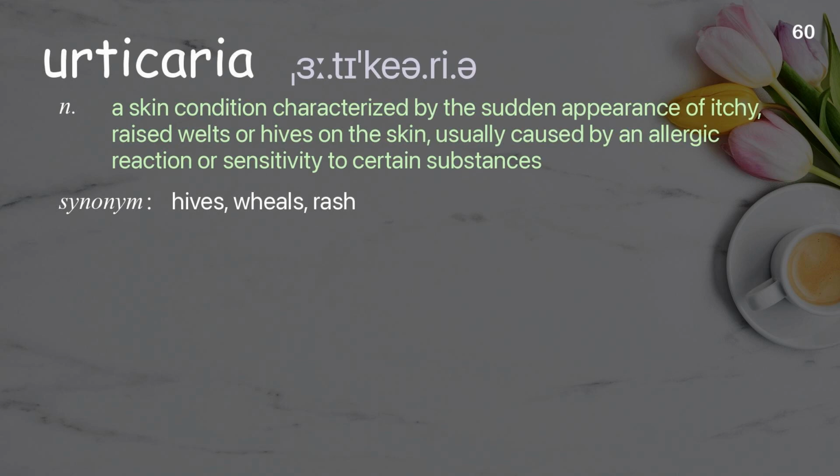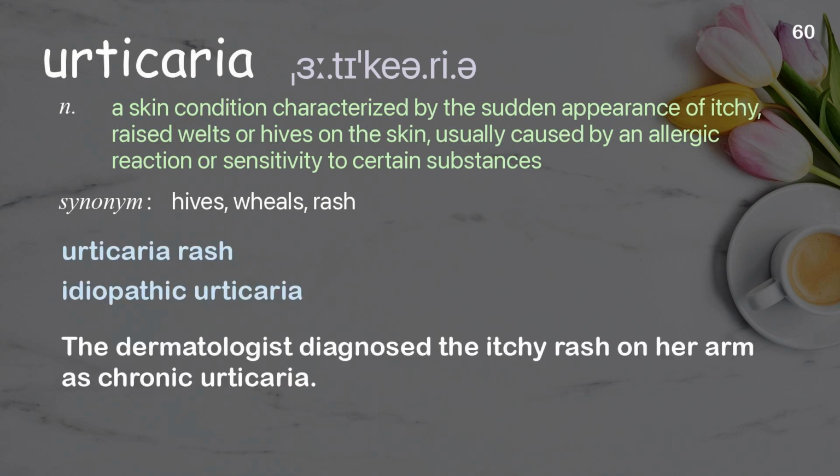Urticaria. A skin condition characterized by the sudden appearance of itchy, raised welts or hives on the skin, usually caused by an allergic reaction or sensitivity to certain substances. Examples: Urticaria rash, idiopathic urticaria. The dermatologist diagnosed the itchy rash on her arm as chronic urticaria.